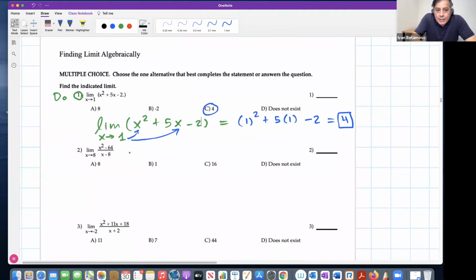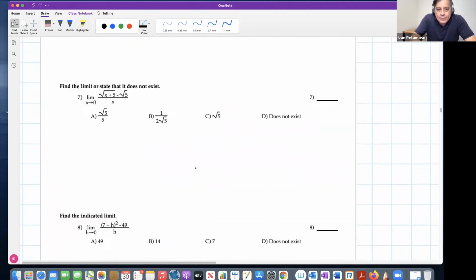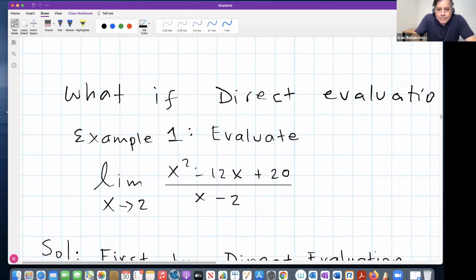Now I gotta warn you about this situation. What if when we try to substitute, you get something undefined? For example, here, 8 substituted into here will give us 64 minus 64, 0, and 8 minus 8, 0. 0 over 0. Undefined, right? What to do in those cases? So let me go back to the lecture and show you an example, and we'll come back to this.